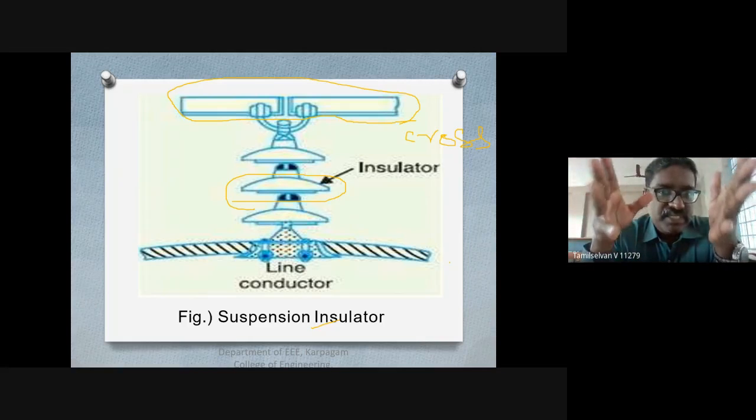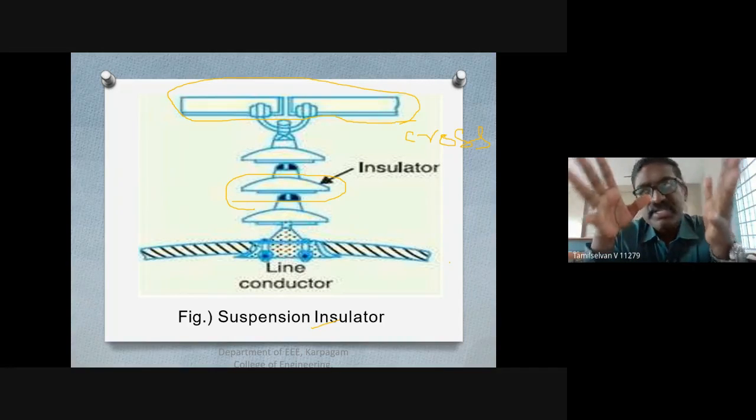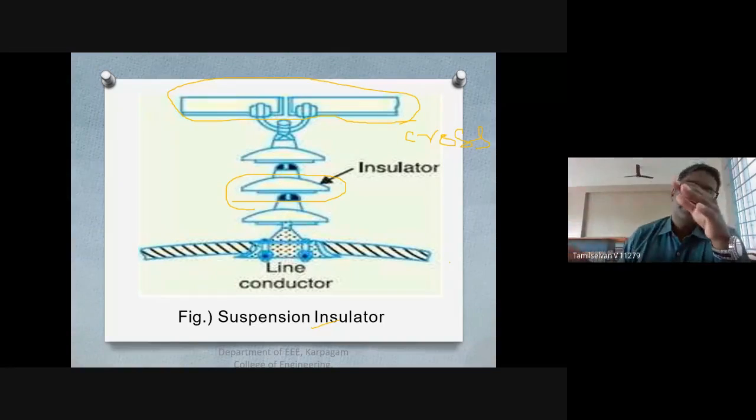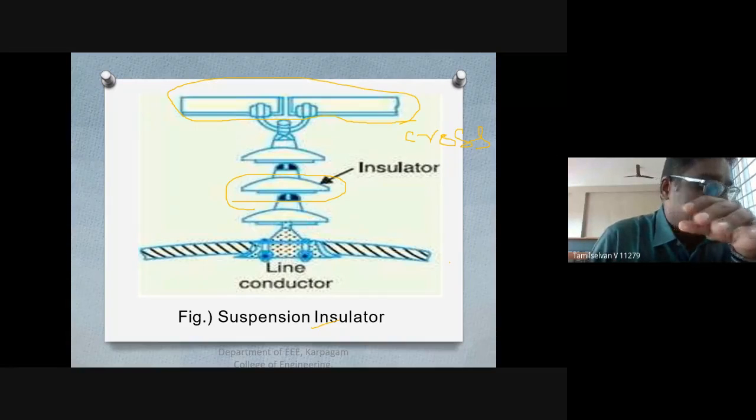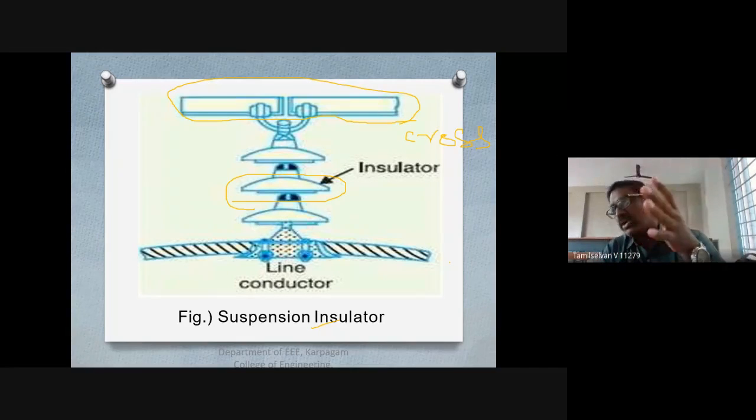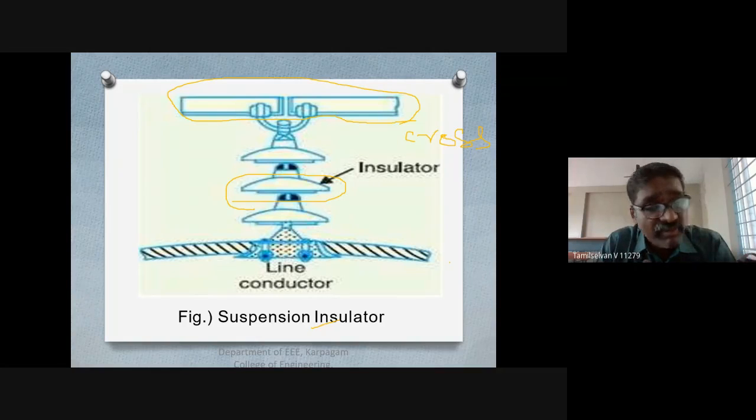When you are using suspension type of insulators, the conductor is suspended under the bottom of the lower disc. That provides partial protection for your lightning. That is one of the main advantages. Advantage means low cost compared to pin type of insulators. When your working voltage is higher, we prefer suspension type of insulators.